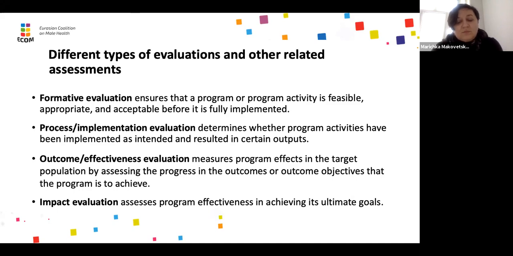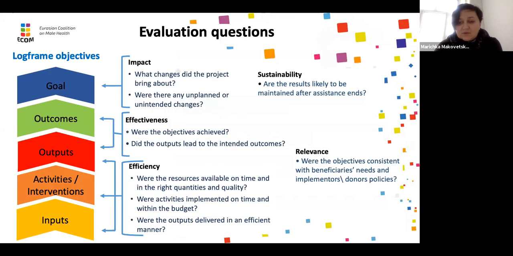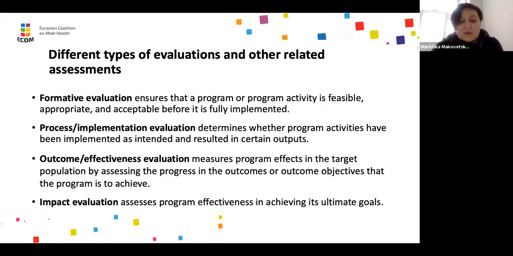The outcome or level of effectiveness evaluation, in some sources you may hear the term effectiveness, measures program effects on the target population or target audience by evaluating the progress that you made by your outcomes. And the last one, but not the least, is impact evaluation, which is also a long-term evaluation, and it helps us to assess program effectiveness in achieving its ultimate goals.